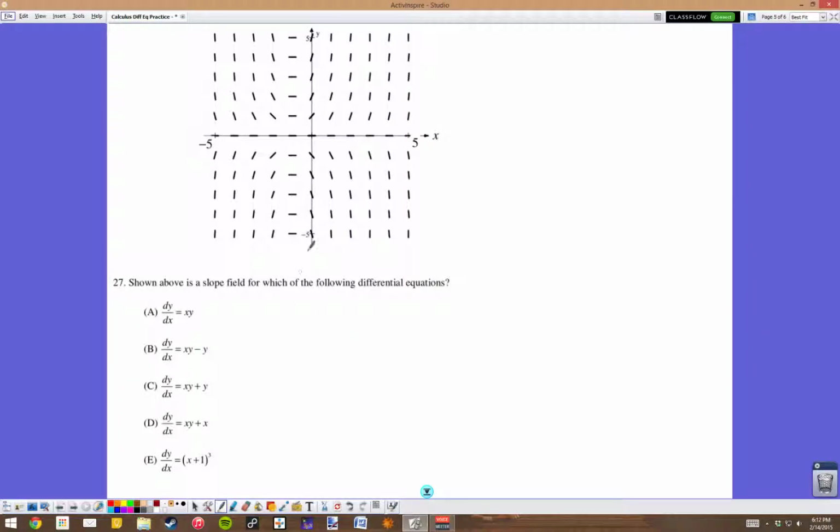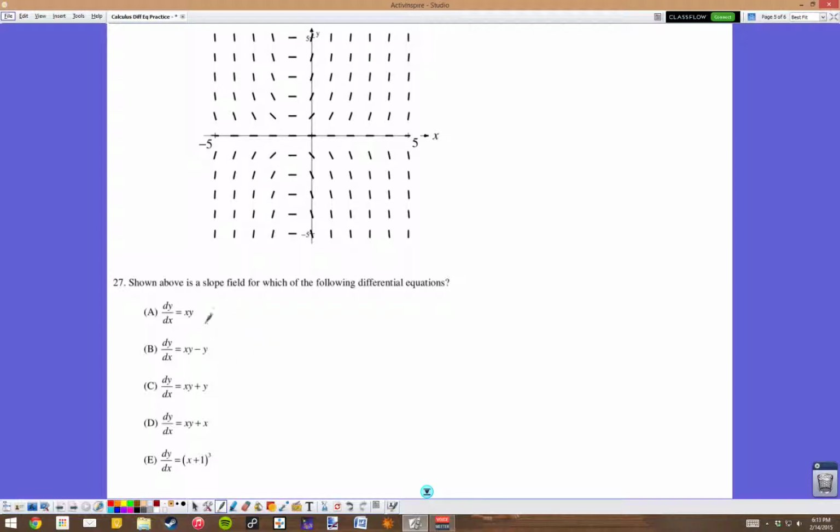So this is an example AP problem involving slope fields. It says, shown above is slope fields for which of the following differential equations, and we're given 5 options here. So we need to match this slope field to one of these equations down here.